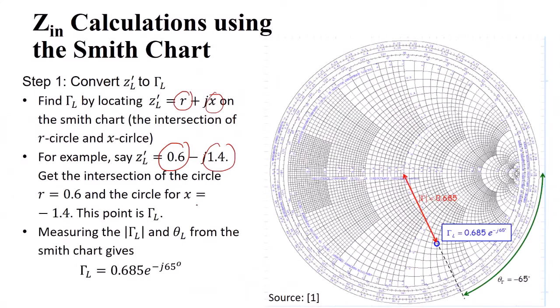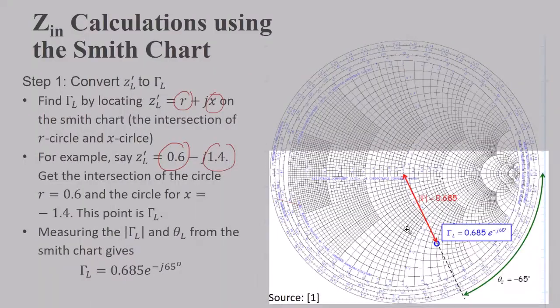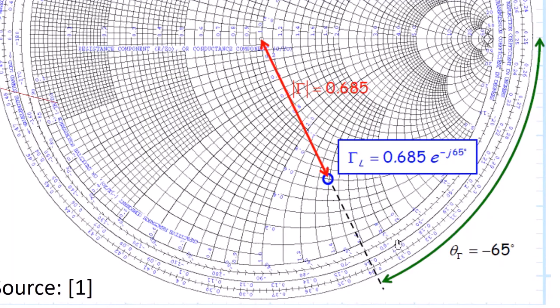So where is 1.4? You can find this. These are the arcs. This is minus, so it will be near the bottom side. So 1.4 you can find using these arcs. So this R circle and this arc intersection is the point where the normalized impedance is 0.6 minus j1.4. Now this is the point, so you will find gamma L directly just by joining this point to the center.